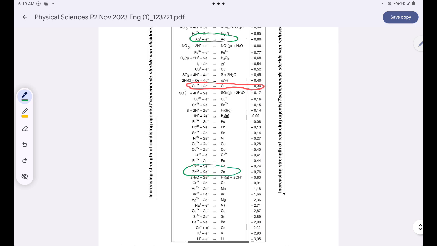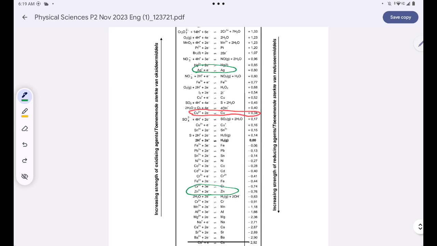Zinc is there. Okay, we can see that the standard potential for zinc is less positive than the one for copper, and the standard potential for silver is more positive than the one for copper and zinc. Are you together? Which simply means that silver has a greater strength of being an oxidizing agent than it has of being a reducing agent.